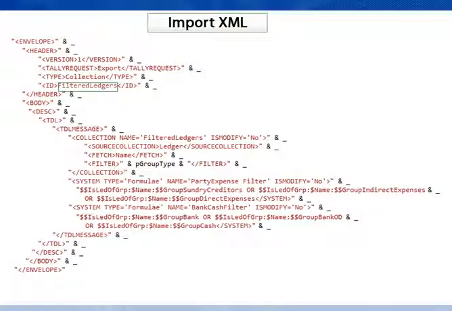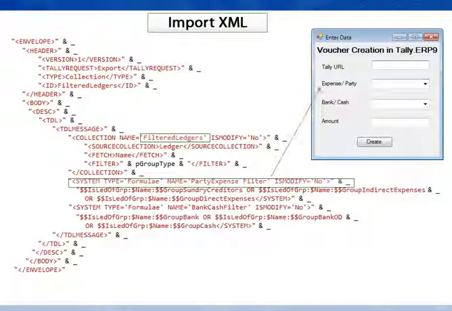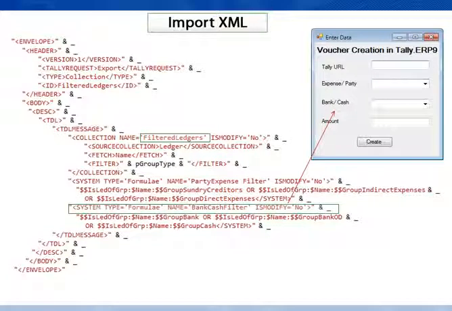The collection filtered ledgers must either be available in the TDL associated with Tally or else be defined in the TDL message tag under the body tag. This collection uses the default collection ledger as its source, fetches the ledger names and filters for the party expense filters in case of the first combo box and bank cash filter in case of the second combo box.